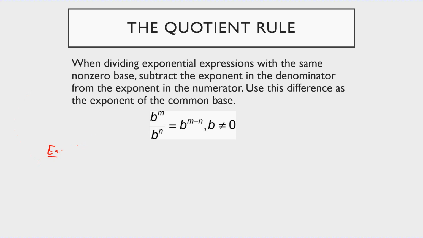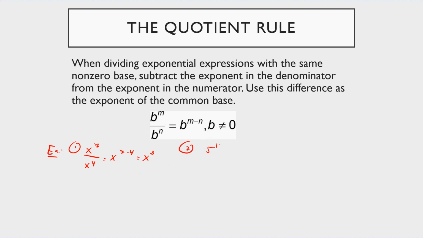So let's take the first one here. Let's take x to the 7th and divide it by x to the 4th. Well, look, you have a common base, okay? So you're going to have b to the m divided by b to the n. All this is going to be equal to is b to the exponent in the numerator, subtract away the exponent in the denominator. So this is going to be x to the 7 minus 4, which simplifies just to x cubed. Let's try this one.